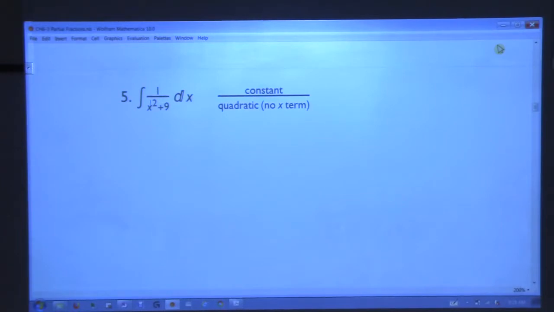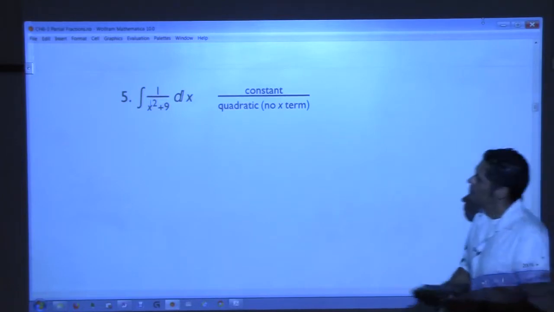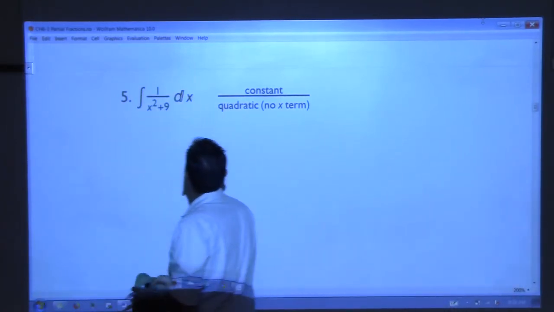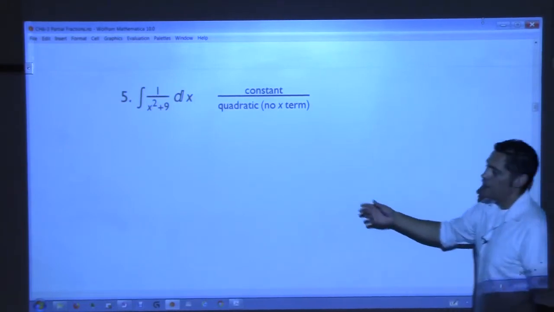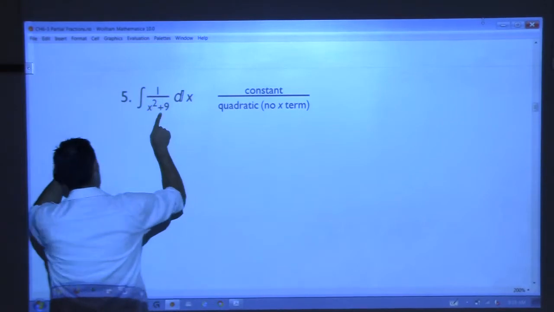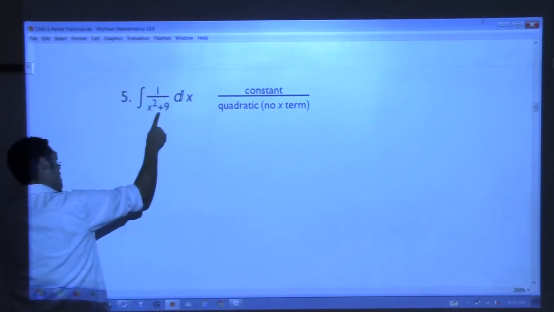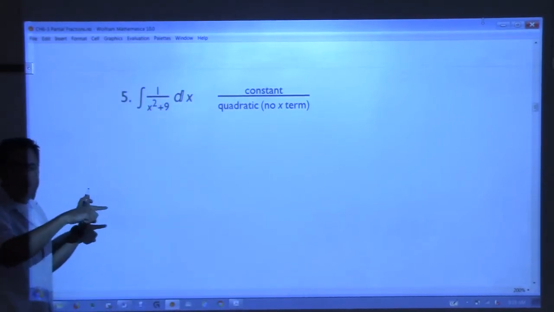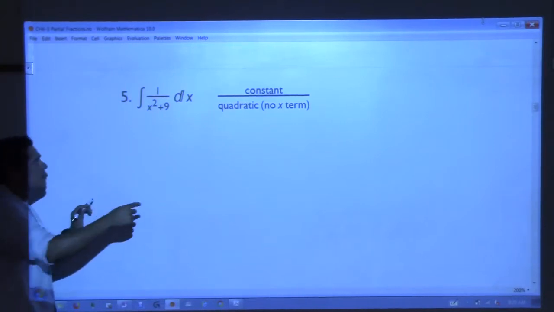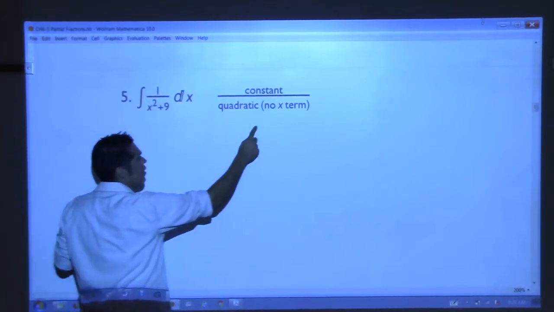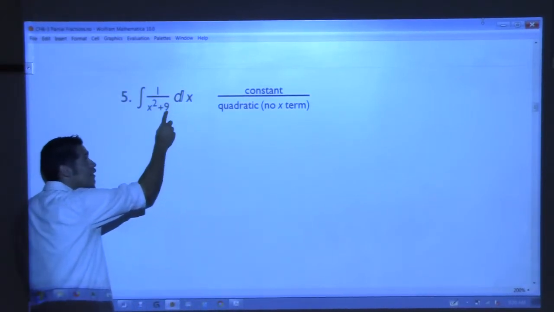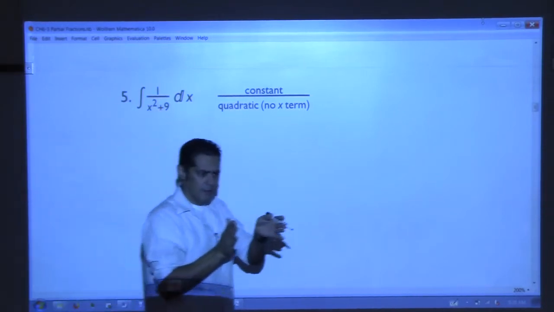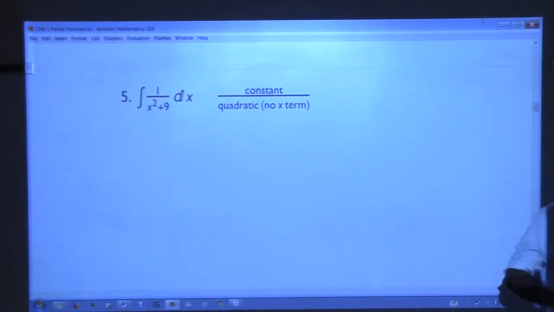All right, so what about this? We have a constant over a quadratic, right? This is a quadratic expression down here, right? Constant over quadratic. We can handle constant over linear. Would you agree? It looks like we can handle that. Constant over quadratic. However, our quadratic does not have an x term. It has an x squared term, and it has a constant, but there's a missing x term. Agreed? So how do we handle that?